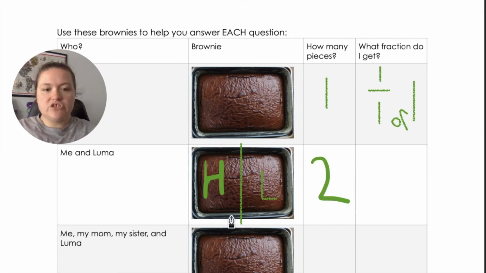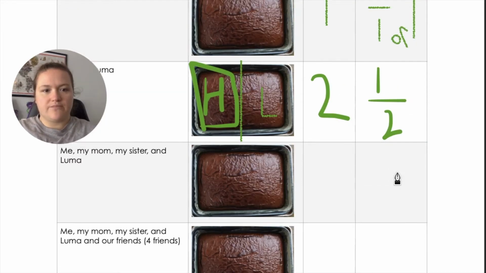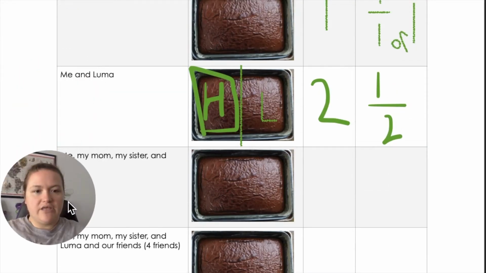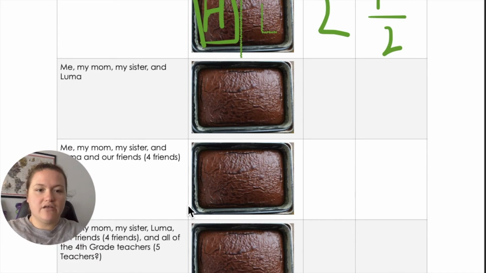And how many pieces do I get? Well, I only get this piece. So I get 1 piece out of 2, because we want to know the fraction. My numerator says how many pieces, and the denominator says how many possible pieces, or what's the total. Okay, moving on. Now we have me, my mom, my sister, and Luma.